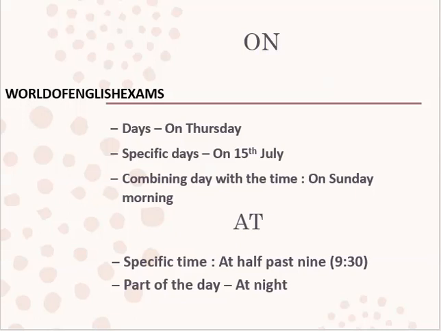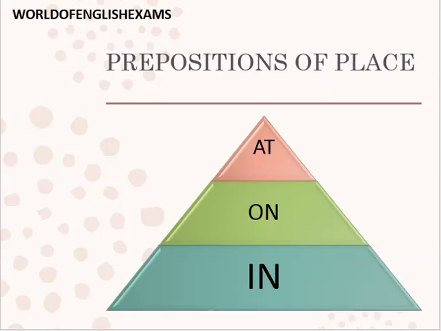Then let's move on to the second very useful classification of prepositions, which is called prepositions of place. Prepositions are also used to indicate the place or the position of nouns. I am giving you the examples again by taking the three major prepositions of place: in, on, at. And again you can see that here I have taken a pyramid where in is signifying the broadest area and at is signifying the narrowest one.